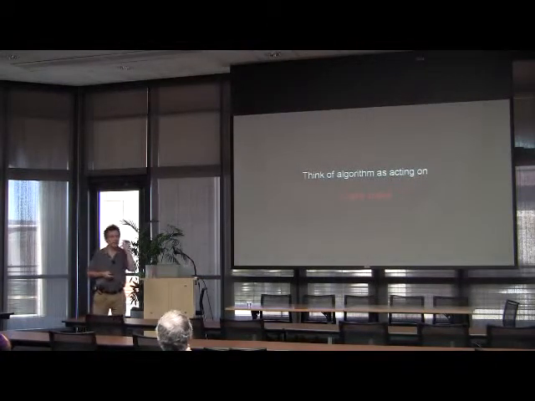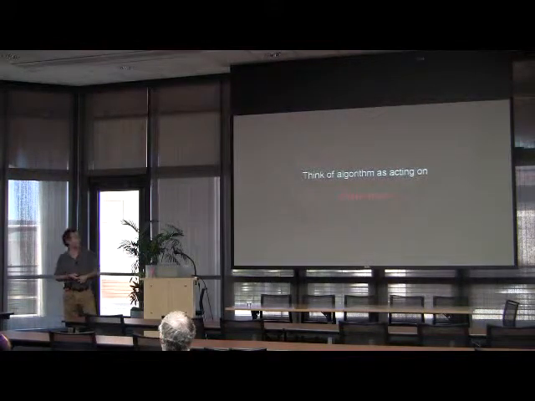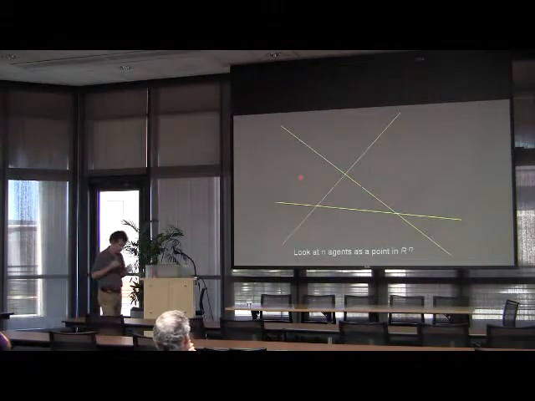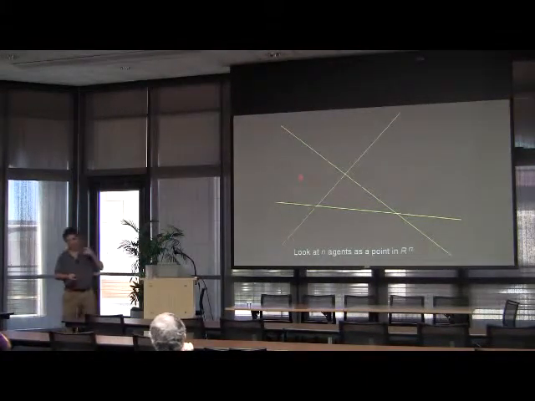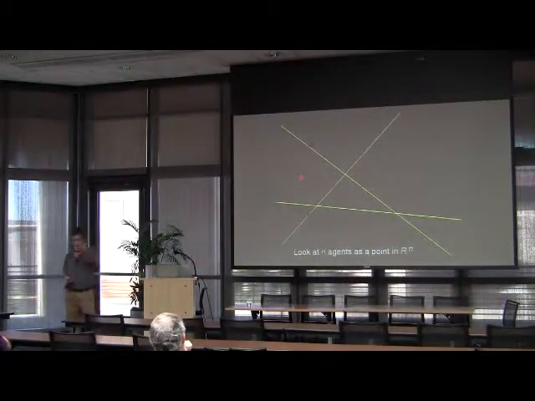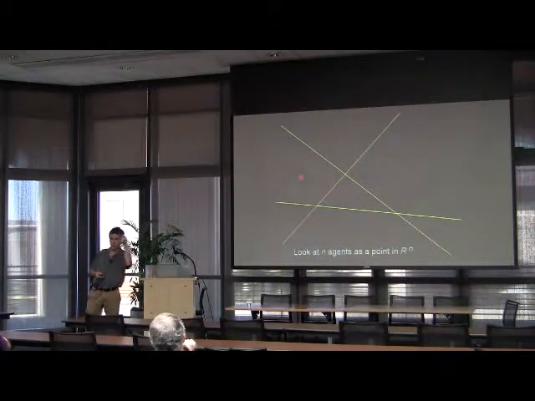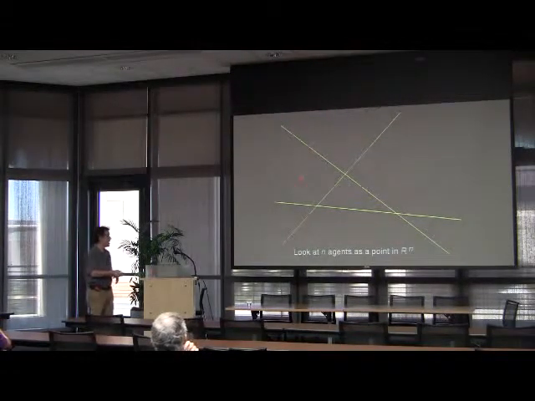And this really is something people in dynamical systems are very familiar with, but we don't do that. So let me explain what I mean by this. Let's go back to the one-dimensional model. I have n agents, so n points. So think of this as a point in n dimensions.